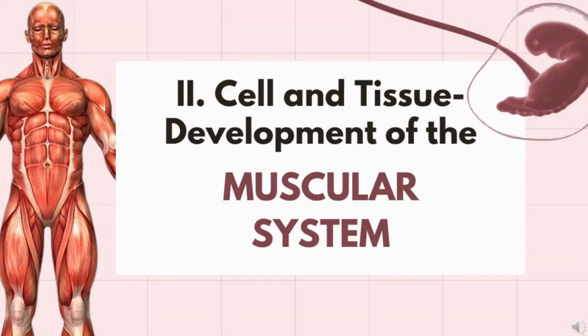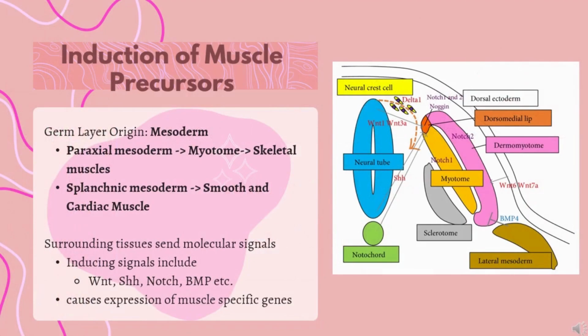Now that we have reviewed the muscular system and the different muscle types, we can now discuss the cell and tissue development of the muscular system. As with most cells and tissue types, muscles begin their developmental journey through the induction of their precursor cells, or the stem cells that would later give rise to muscles. Though there are a few exceptions, muscle tissue generally originates from the mesoderm.